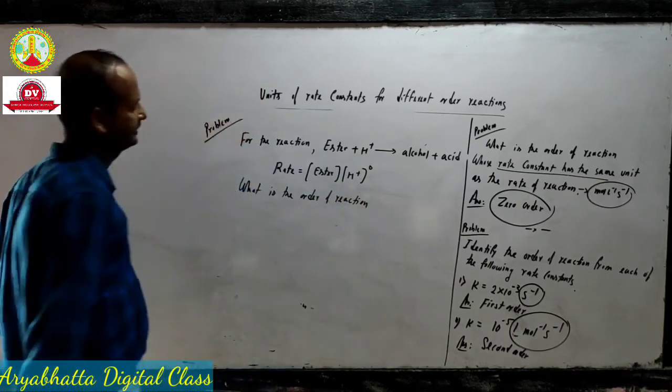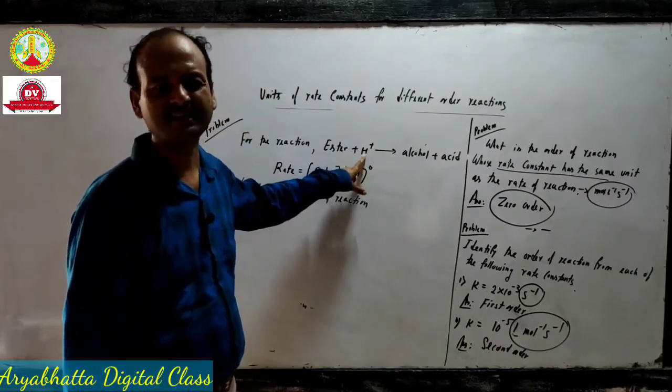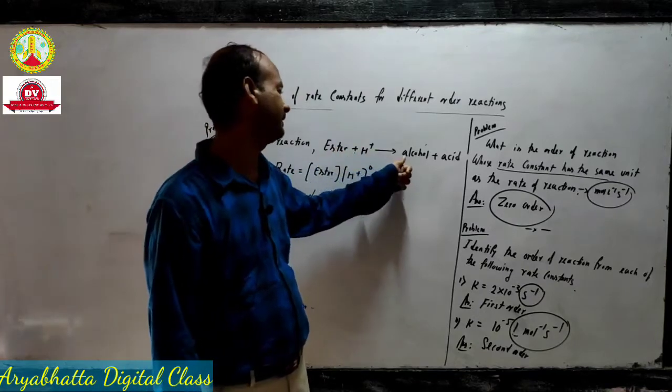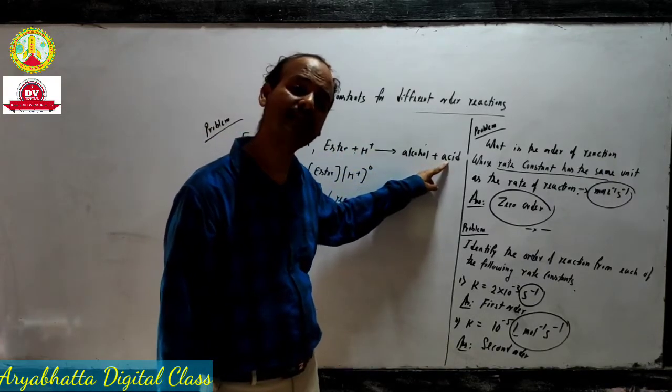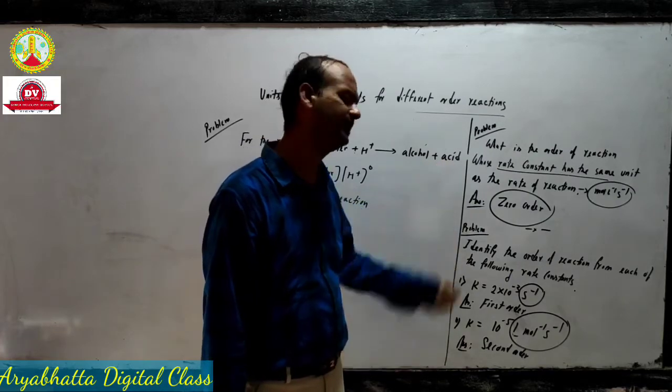Now for this reaction, let's say S star plus H plus, the hydrogen ion, comes from the acid. This is an organic compound, S star. You will get what? You will get alcohol. This acid means carboxylic acid. These are all organic compounds. This is alcohol. This is acid.